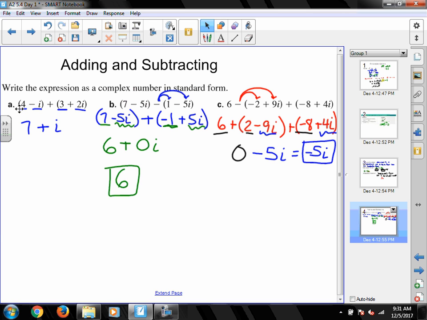So we've got a complex number in A, we've got a real number in B, and we've got an imaginary number in C. Hopefully this makes sense to you guys. We'll get lots of practice with this in class, so let me know if you guys have questions, and we'll get everything squared around.